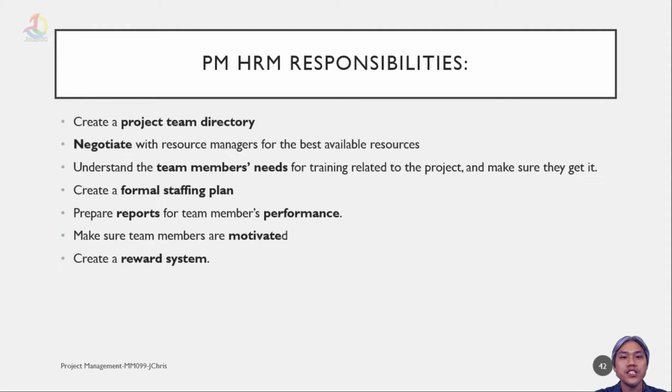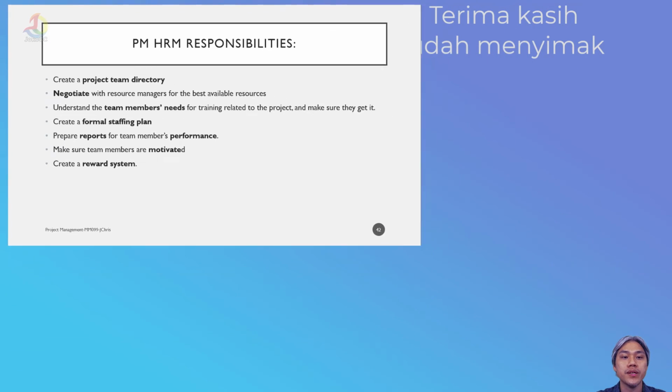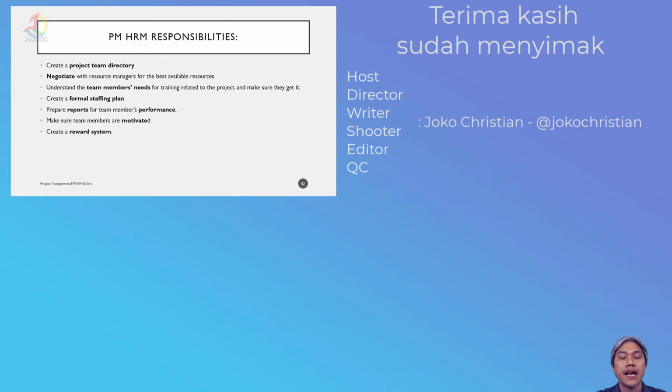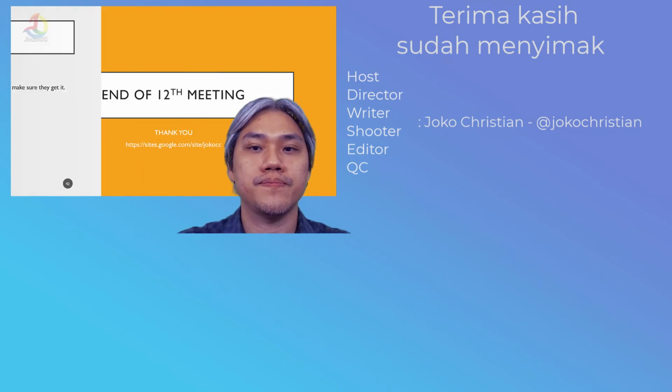Now, we're going to talk about the project manager's HRM responsibilities. The project manager needs to create a project team directory. He or she needs to negotiate with resource managers for the best available resources, understand team members' needs for training related to the project and make sure the team members get it. He or she must create a formal staffing plan, prepare reports on team members' performance, make sure that team members are motivated, and create a reward system.